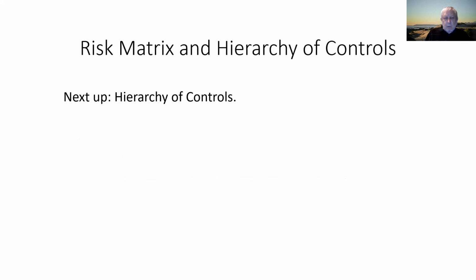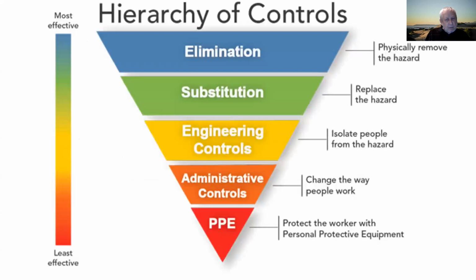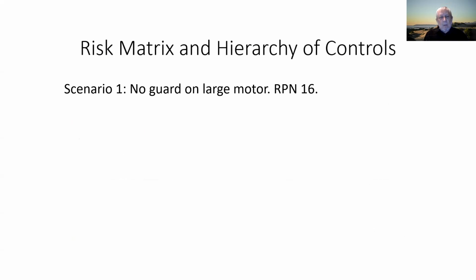Next up, the hierarchy of controls. Now we're going to go to them. You've seen it before, and we'll see it again. So number one, no guard on large motor. We'll look at it first.